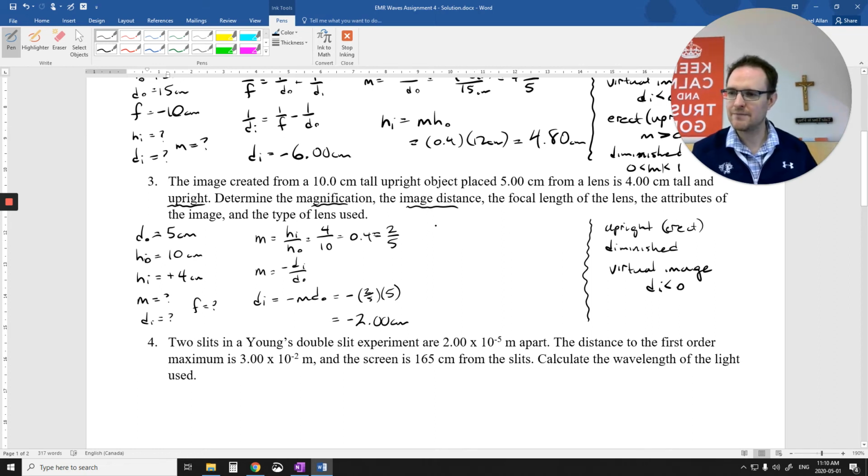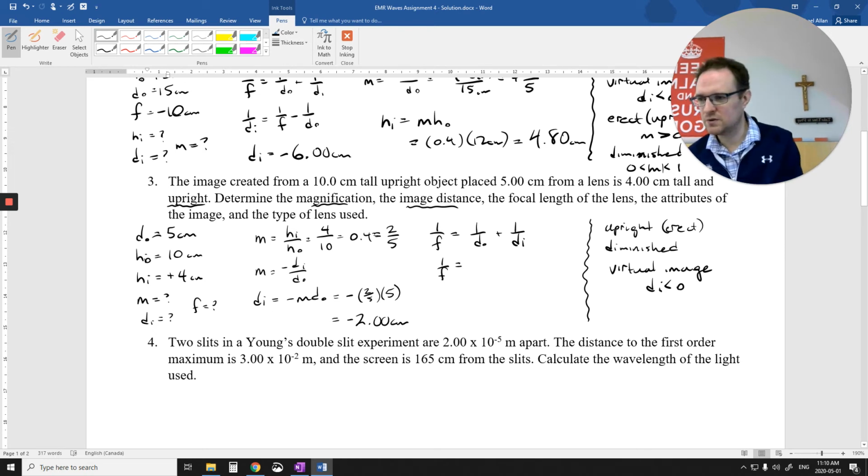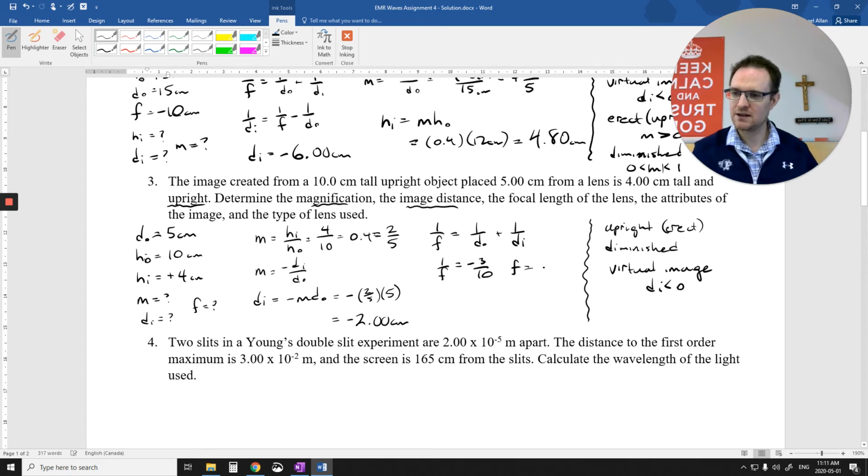We need to find the focal length now. So 1 over F is equal to 1 over DO plus 1 over DI. I'm just going to put numbers in over here. So 1 over 5 plus 1 over negative 2. Math, enter, enter. Here I get negative 3 over 10. So that means my focal length is negative 10 over 3, so negative 3.33 centimeters. Everything else is centimeters.